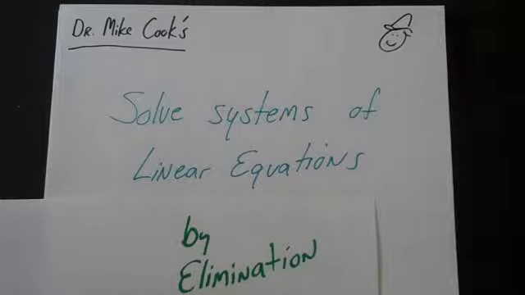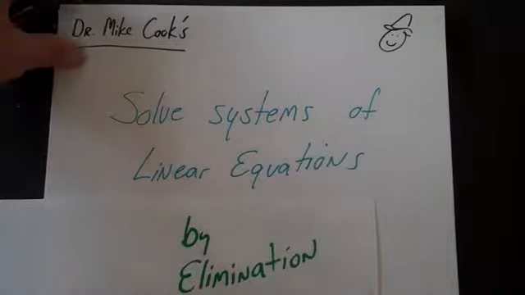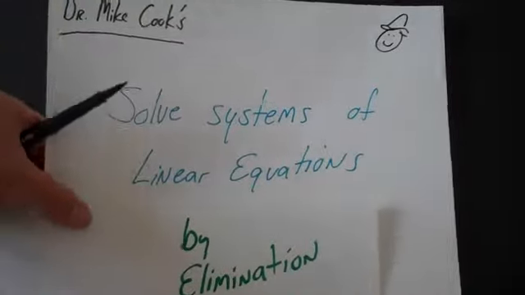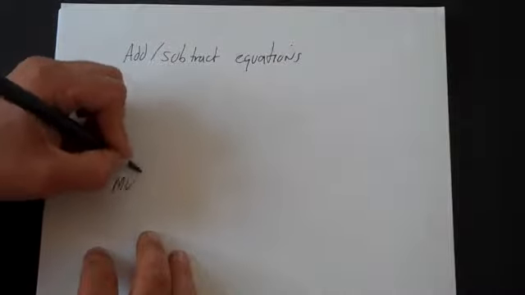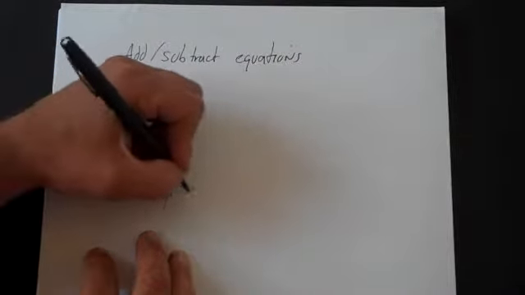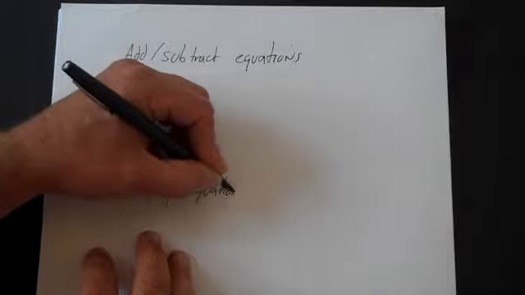Now let's look again at the problem of solving systems of linear equations, but let's look at a different method. This method is called the elimination method. The reason the elimination method works is because you can always add or subtract equations, and you can always multiply equations. Though we almost never do that, we always could.